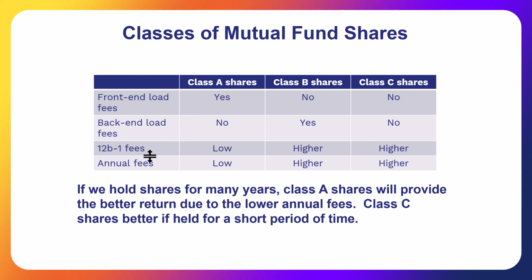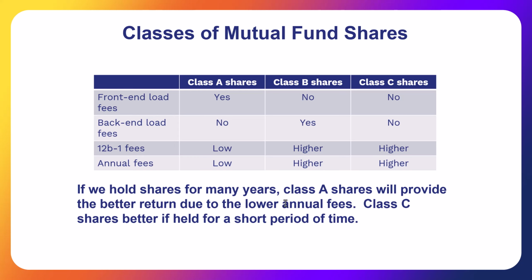Let's think about 12b-1 fees. Everyone has one. Class A shares, they're very low. They're higher for B shares and maybe even higher for Class C shares. What about annual fees? Again, very low for Class A shares, but higher for B and C shares. So the classes just represent different ways the funds are marketed to investors.